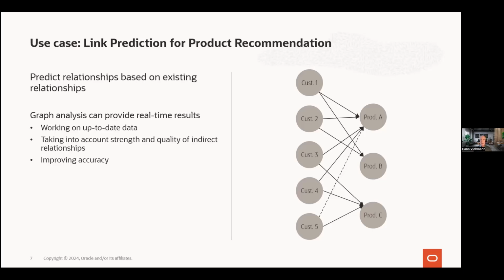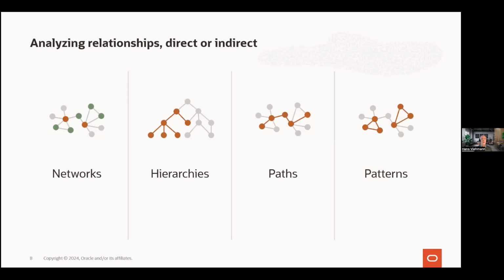Okay. So to cut the long story short, whenever you have data which you can model as either a network or as a hierarchy, and that's not only applicable to social networks, for example, then graphs are very powerful, especially if you are searching for indirect relationships, like in the case of paths here, or if you're looking for patterns.